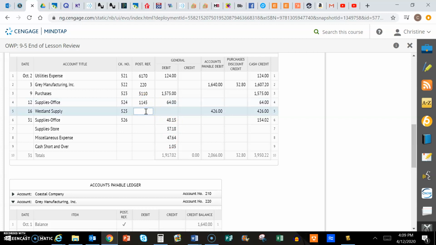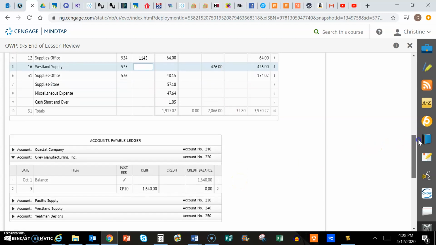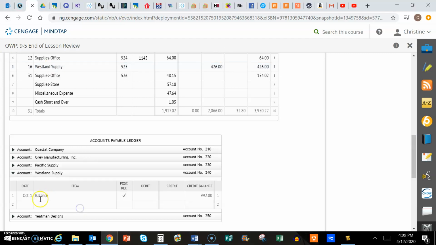Okay, my next one, even though there's nothing in general, again, we'll just keep going with these guys in order. I do have something in my accounts payable. So I'm going to go to my accounts payable ledger for Westland. Let's scroll down here a little bit. It happened on the 16th and it is a debit. So 16, still coming from CP10. It's a debit of 426.